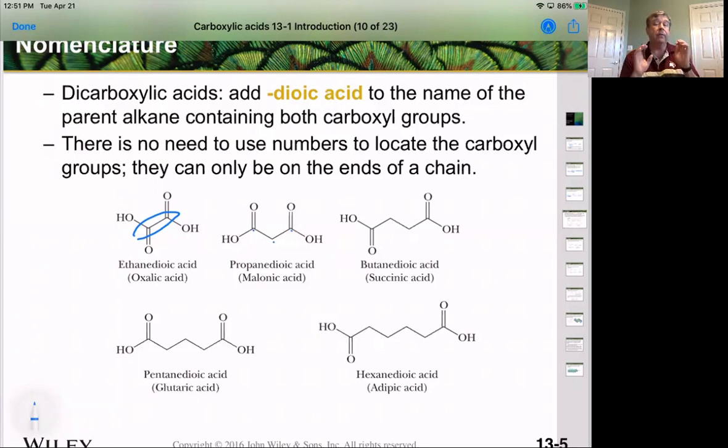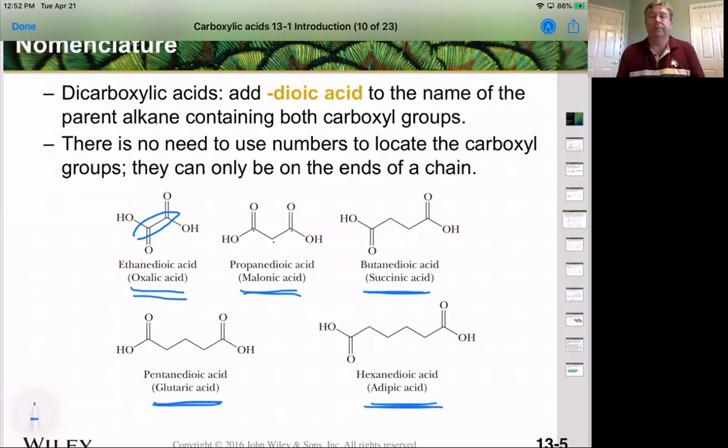Now they also have common names associated with them, and so when we just have the 2 carbons in it, it's oxalic acid, malonic acid, succinic acid, glutaric acid, and adipic acid. To help you remember those names, there's actually a mnemonic called "Oh my, such good apples." Okay, so oxalic is O, malonic is my, succinic is such, glutaric is good, and adipic is our apples.